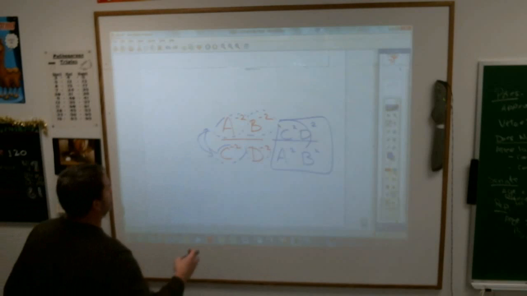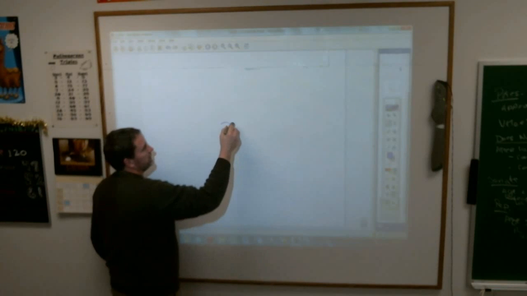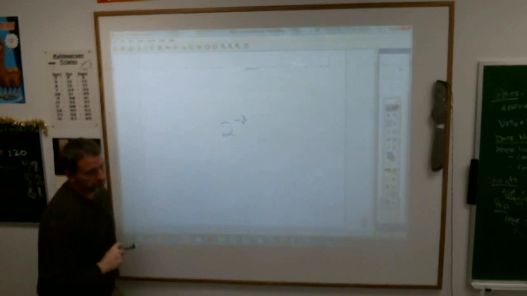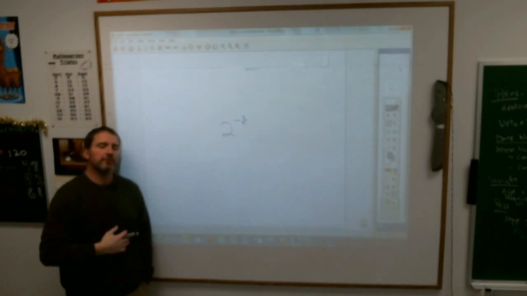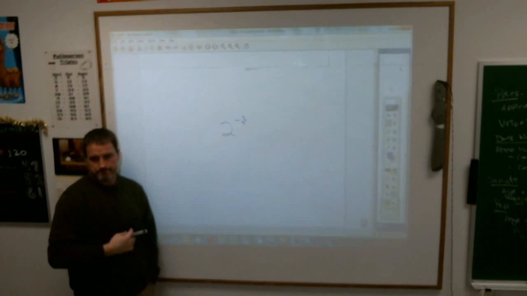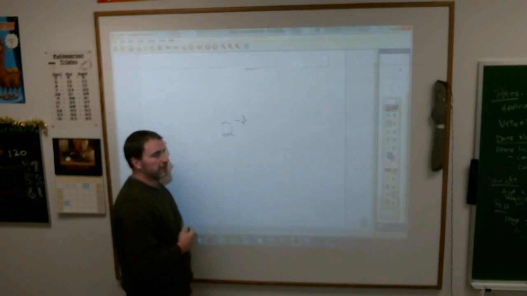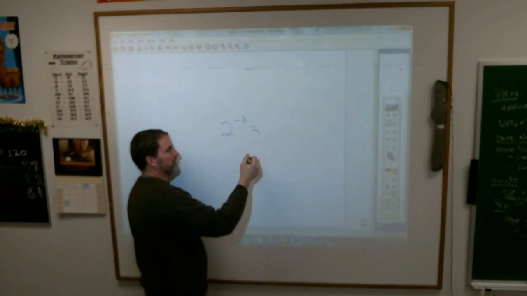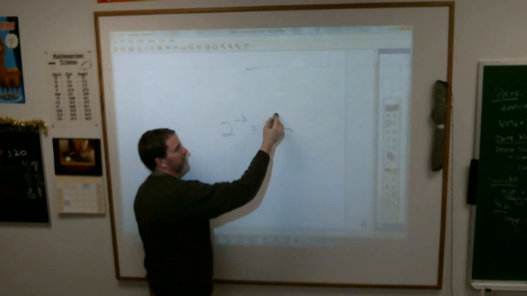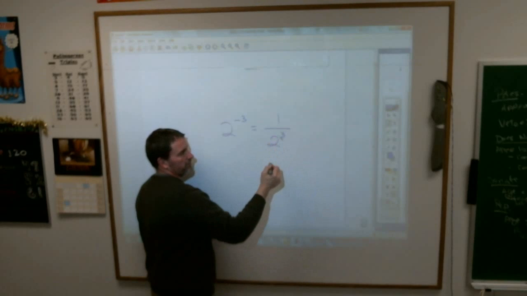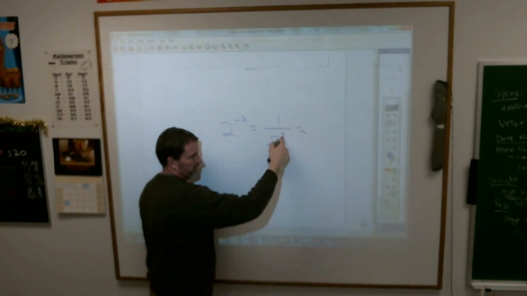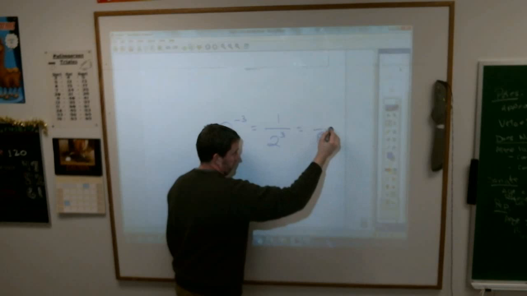Well, here's one right out of the book. What is 2 to the negative 3rd power? What would 2 to the negative 3rd power be simplified? Somebody want to tell me what to do there? Hey, Tom? I got 1/8. Right, because you take this and move it to the bottom of the fraction, it becomes 2 to the positive third power, and 2 times 2 times 2 is 1/8.